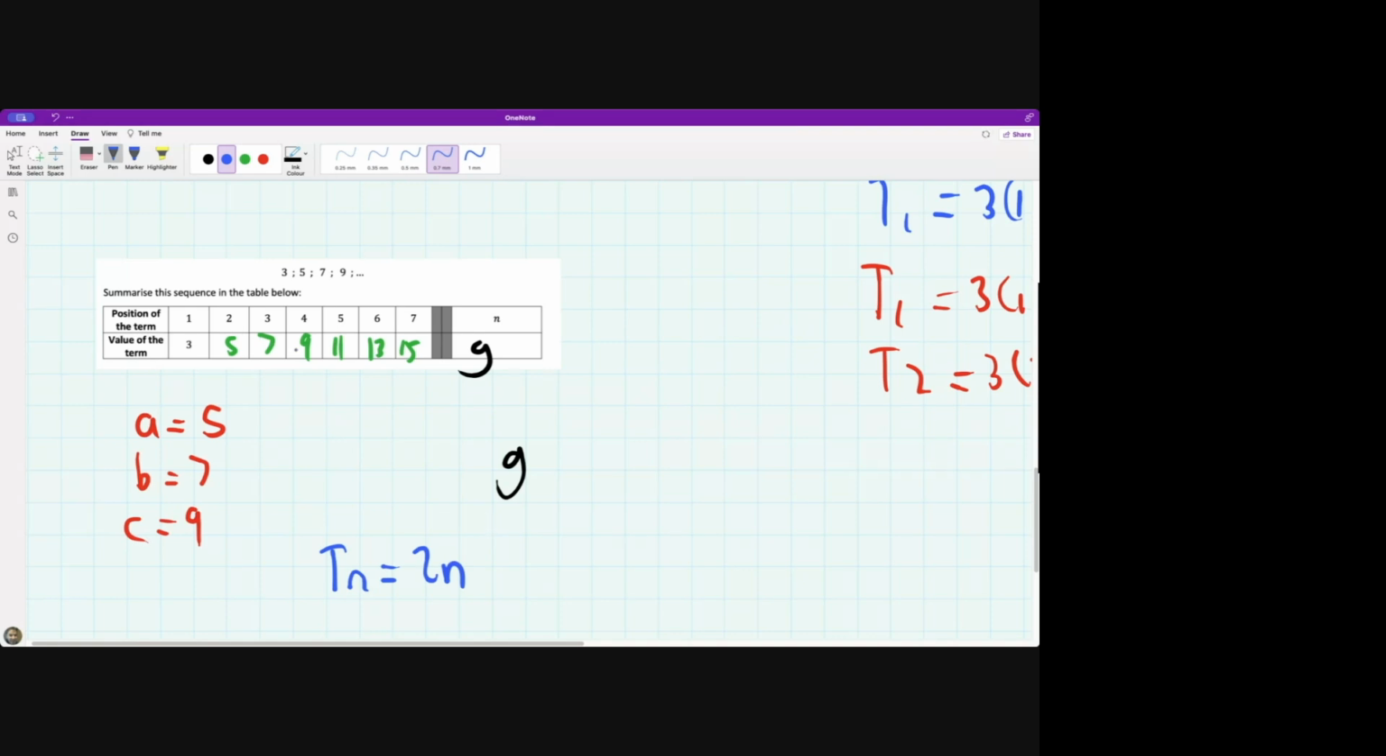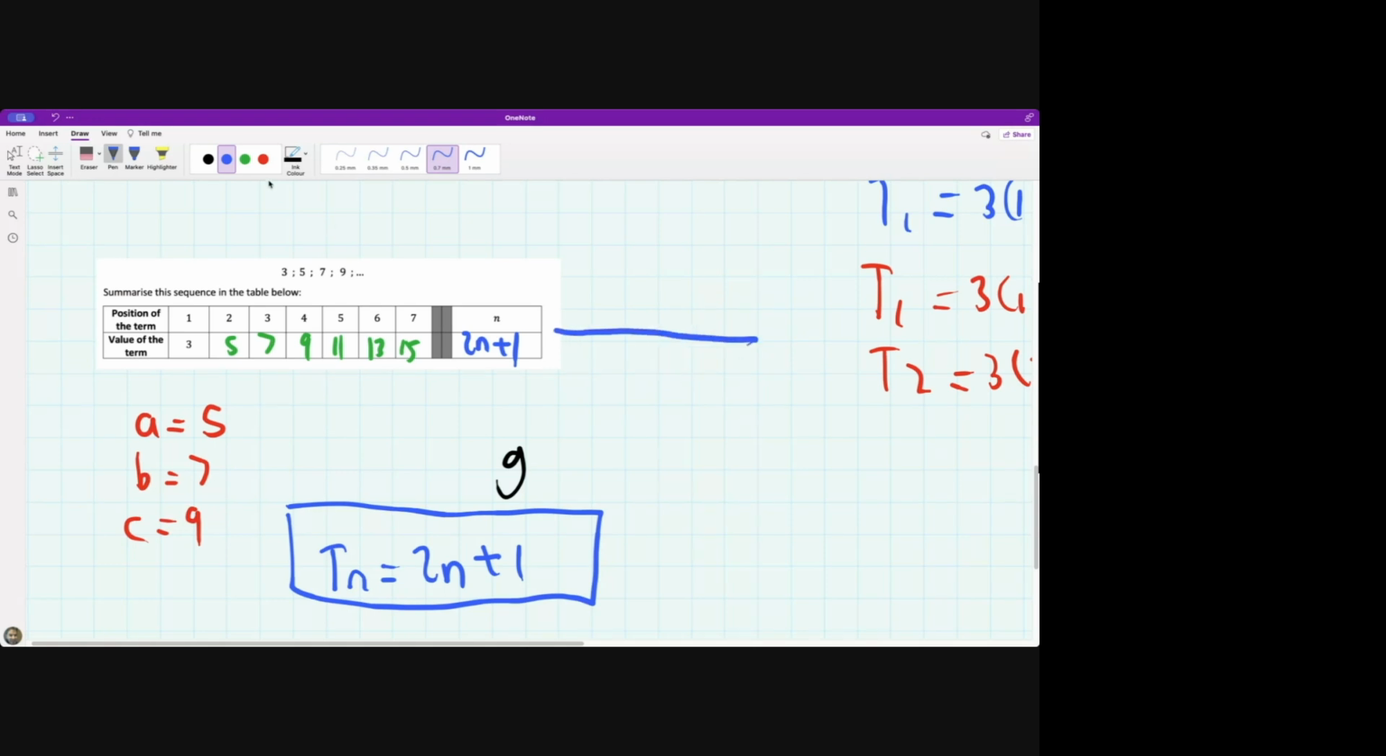So I'm going to get 2n, but then I need something to go with that. And then what goes in this block? So it has to just be plus 1. So 2n plus 1. Okay, now here's a sneaky one.